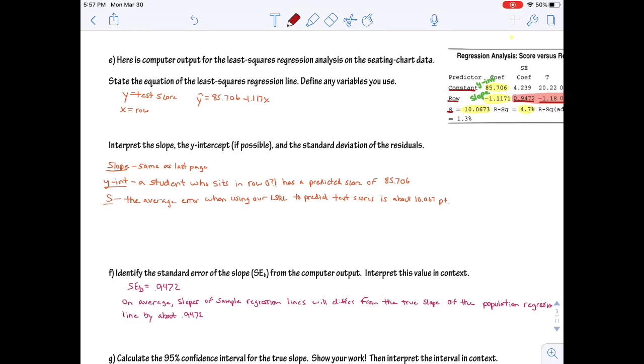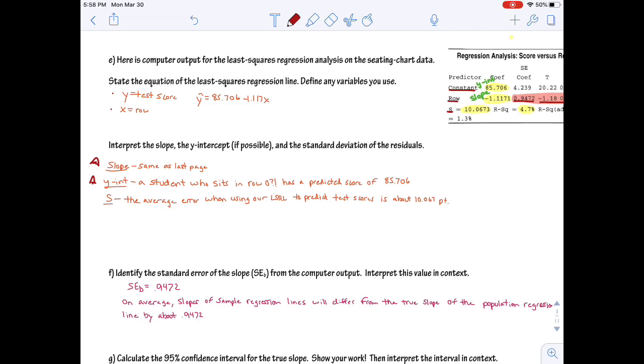Okay, well, we made our equations up above. Again, y is the test score, x is the row, so y hat equals 85.706 minus 1.117x. Well, we already interpreted slope earlier, just saying that for each additional row, the score is going to go down about 1.12, or in this case, 1.117. The y-intercept would be saying a student who sits in row 0 has a predicted score of 85.706. A lot of times it's not going to make sense, and in this case, it doesn't make sense. Okay. That is a possible question. They'll say, does this make sense in relation to the problem?